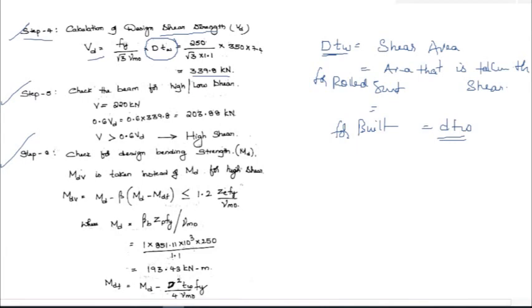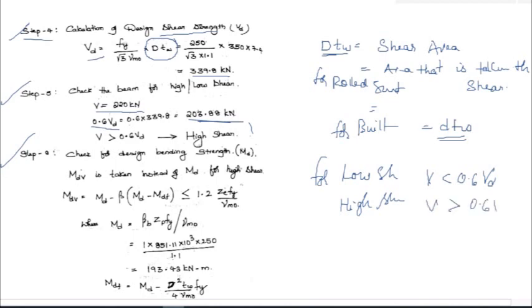Now let us proceed into step 5, where I need to decide whether it is a high shear or low shear. So we know that the shear force given in the question is design shear force because of the load 220 kilonewton and 0.6 VD, that is 0.6 into 339.8, 203.88 kilonewton. So we know that for low shear V should be less than 0.6 VD. For high shear V is greater than 0.6 VD.